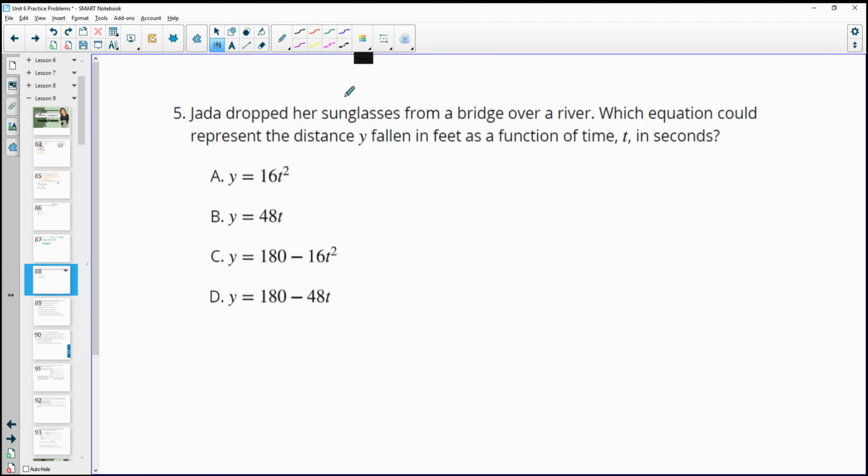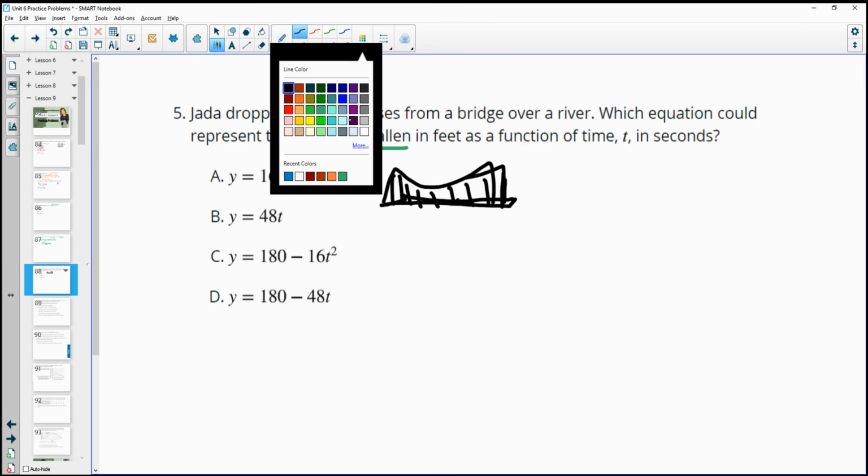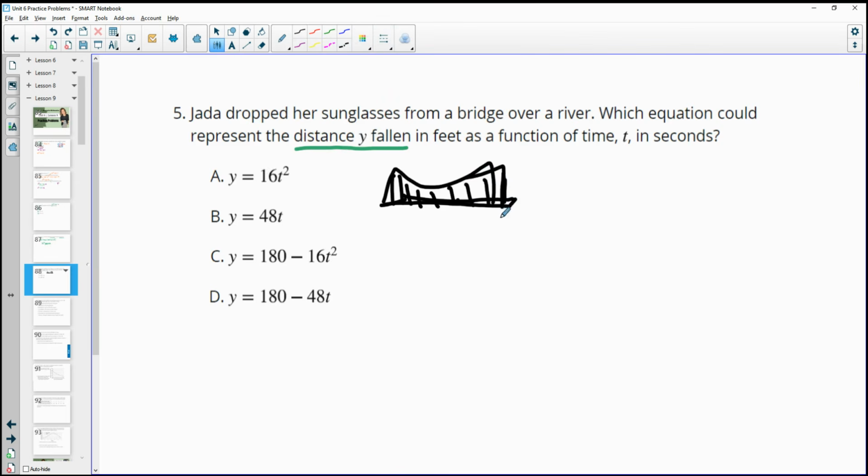Number 5, Jada dropped her sunglasses from a bridge over the river. Which equation could represent the distance y that it's fallen in feet as a function of time t in seconds? So remember, you've got kind of two things going on here, right? So we've got this bridge, and then she's going to drop a pair of sunglasses off the bridge. So we've got these sunglasses that she's going to drop.